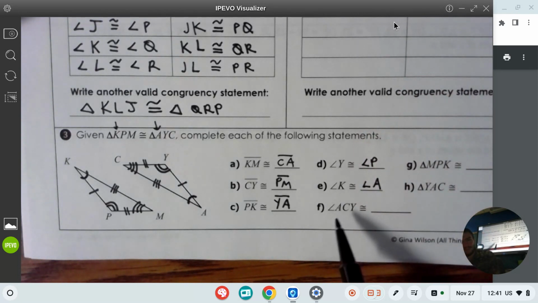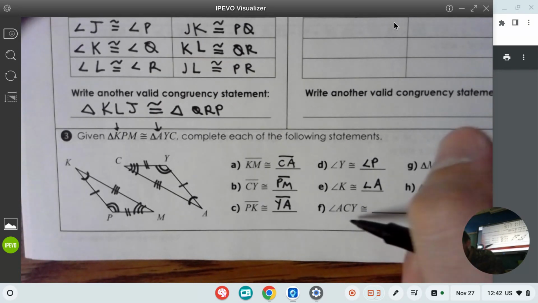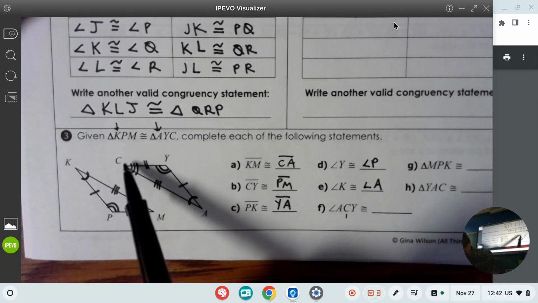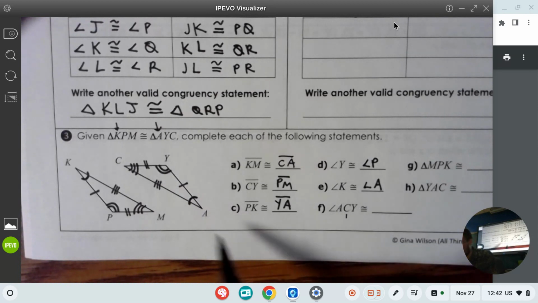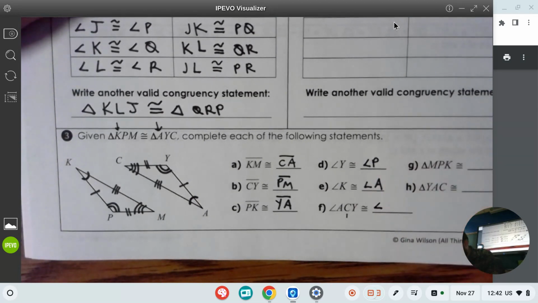Now this one's a little weird. It says angle ACY. Remember, you can name an angle with 3 letters. The middle one has to be C. So here we're talking specifically about the triple bump on the C portion. So we're talking an ACY. You can basically think about it just like with the triangles. You got to keep them in the same order for everything.